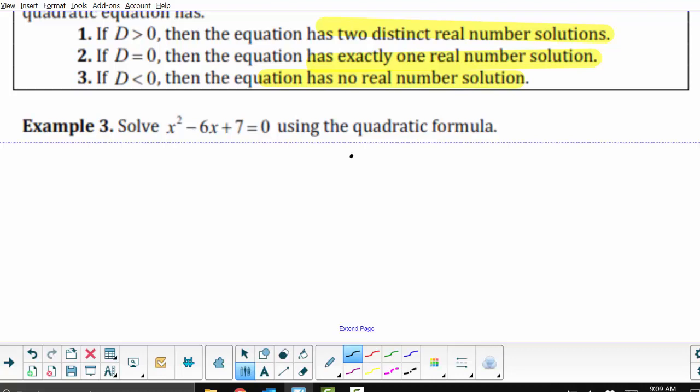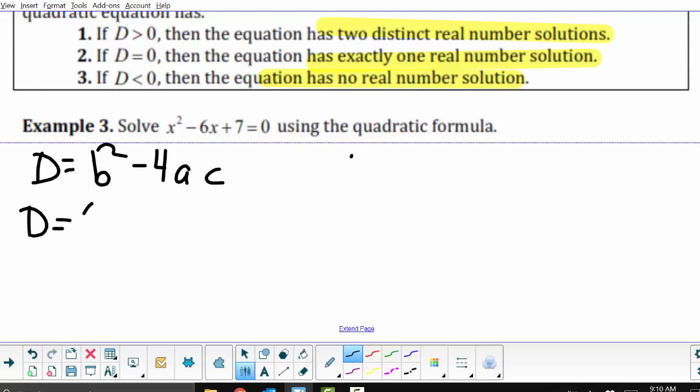We can solve this. They want us to solve it using the quadratic formula. So let's take a look at it and see. Now, I don't think we could even factor it if we wanted to. So the first thing I'm going to do is calculate the value of my discriminant, b squared minus 4 times a times c.